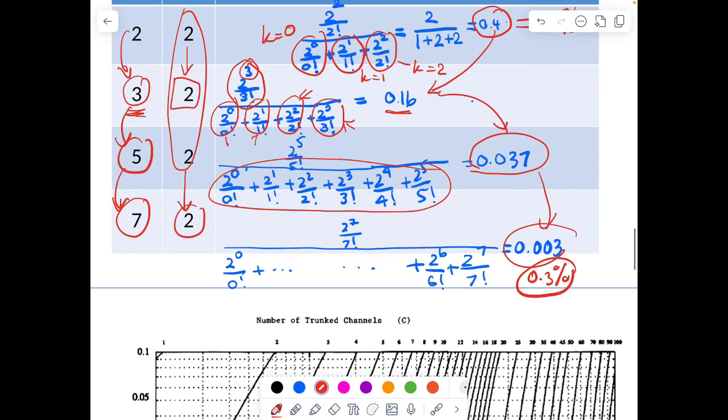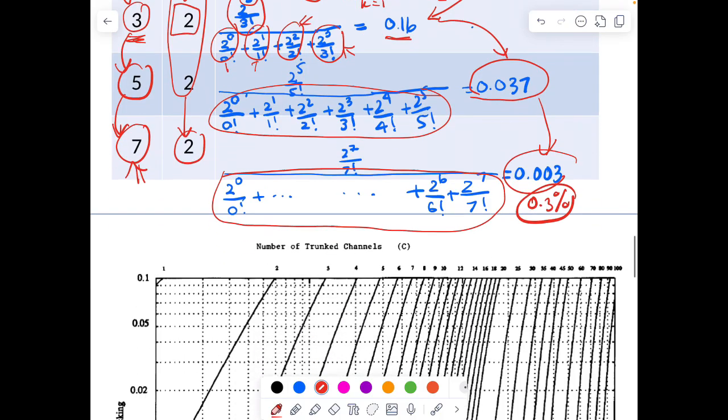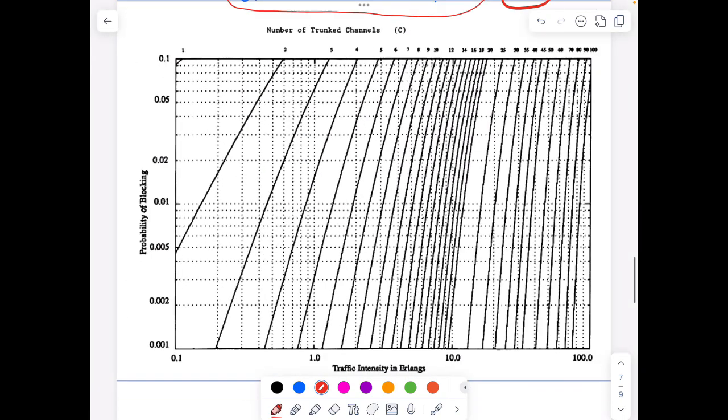And you see that as the number of channels increases, if you use the formula, the number of terms in the denominator will keep increasing, and this is going to be difficult if you use your calculator. That means there are many terms that you have to calculate. So if c is equal to 10 or 20, then it's more complicated. So it's useful to use the chart. This is what we call the Erlang B chart.